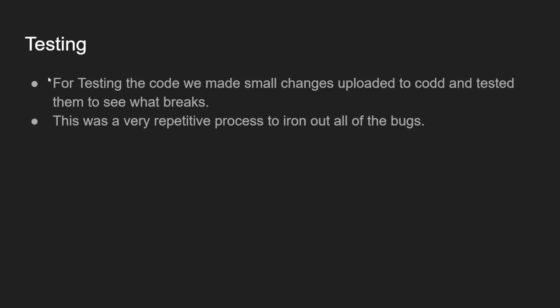And for testing everything, we made it pretty simple in that we would make minor changes, push it to the GitHub, and then someone would pull from the GitHub, upload it to COD, and see what little changes did, to see what breaks the PHP, what breaks the HTML and CSS, and go from there and slowly mold it over time to what our end product was. It was a very repetitive process to iron out all the bugs, but in the end we ended up with a great product.